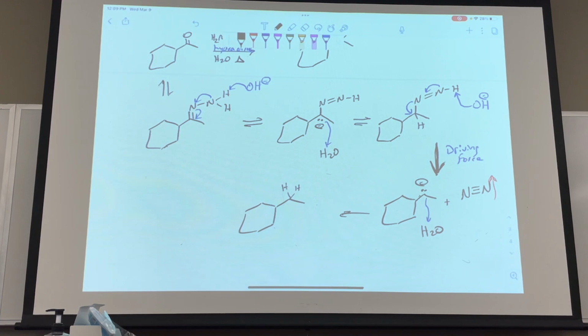Yep, exactly. So you would just take whatever aldehyde or ketone you have, throw in those reagents, the hydrazine, OH minus, water, and heat, and out comes the methylene.